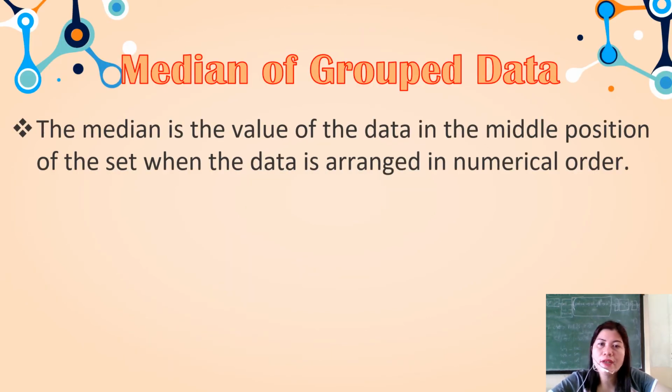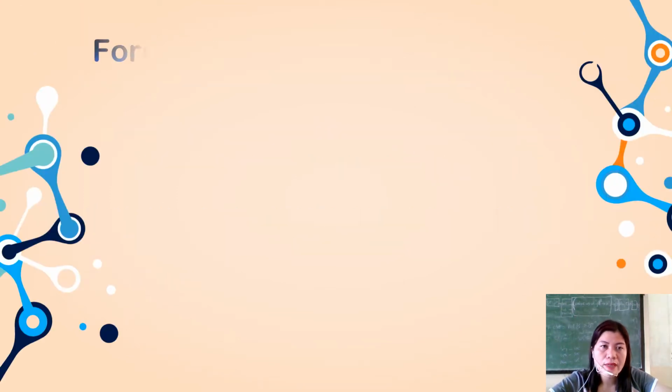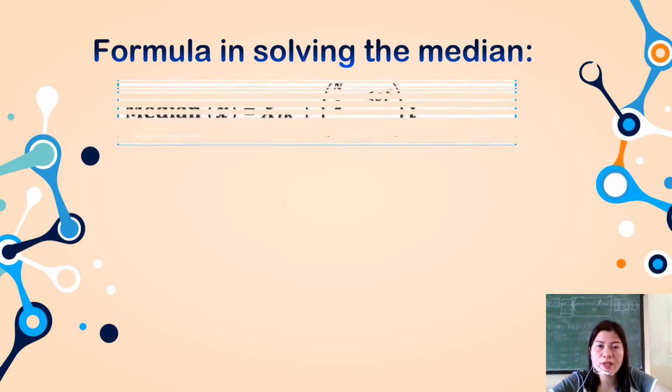So this time, we'll discuss the median of group data. So the median is the value of the data in the middle position of the set when the data is arranged in numerical order. So the class where the middle position is located is also called the median class, and this is also the class where the median is located. So let's say the formula in solving the median.